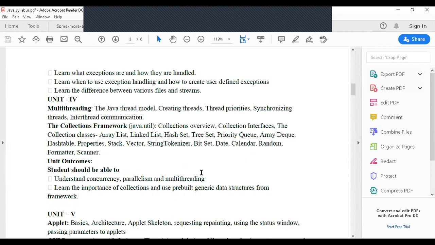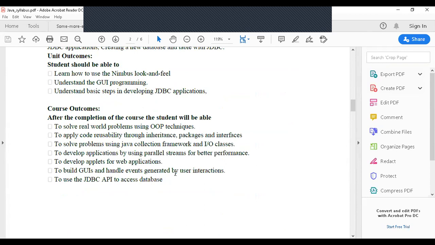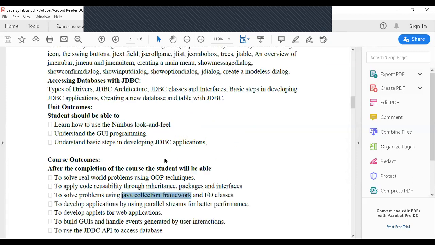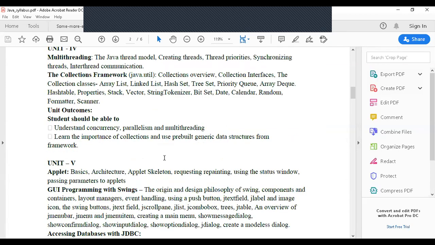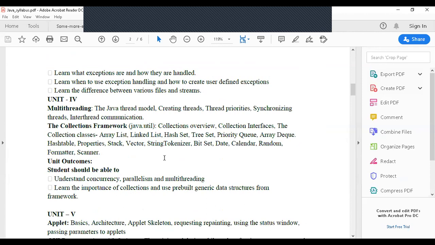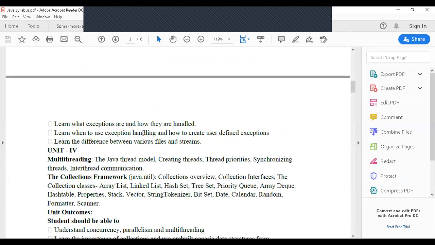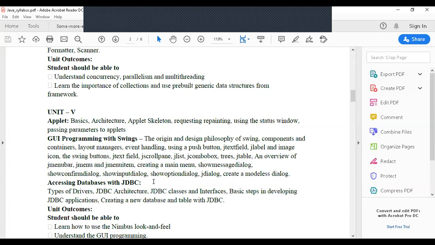Fine, everything is good. Now when it comes to the course outcomes: to solve real world problems using object oriented concepts, OOP techniques, obviously it goes to unit 1. Applying code reusability through inheritance, packages and interfaces obviously goes with unit 2. But for exception handling, we rely on a very strong component called the Java collection framework, which is very huge. We are not dealing with this particular topic anywhere in that unit. So the mapping of this particular topic level outcome is becoming very difficult. We can map them, but the extent to which they are mapped is very limited.